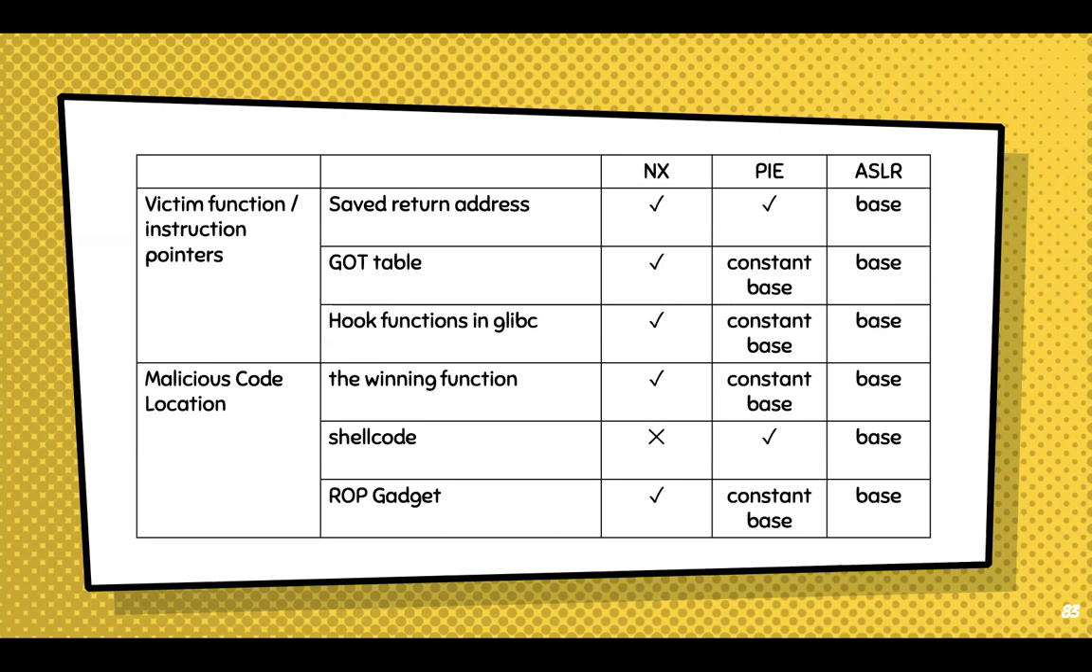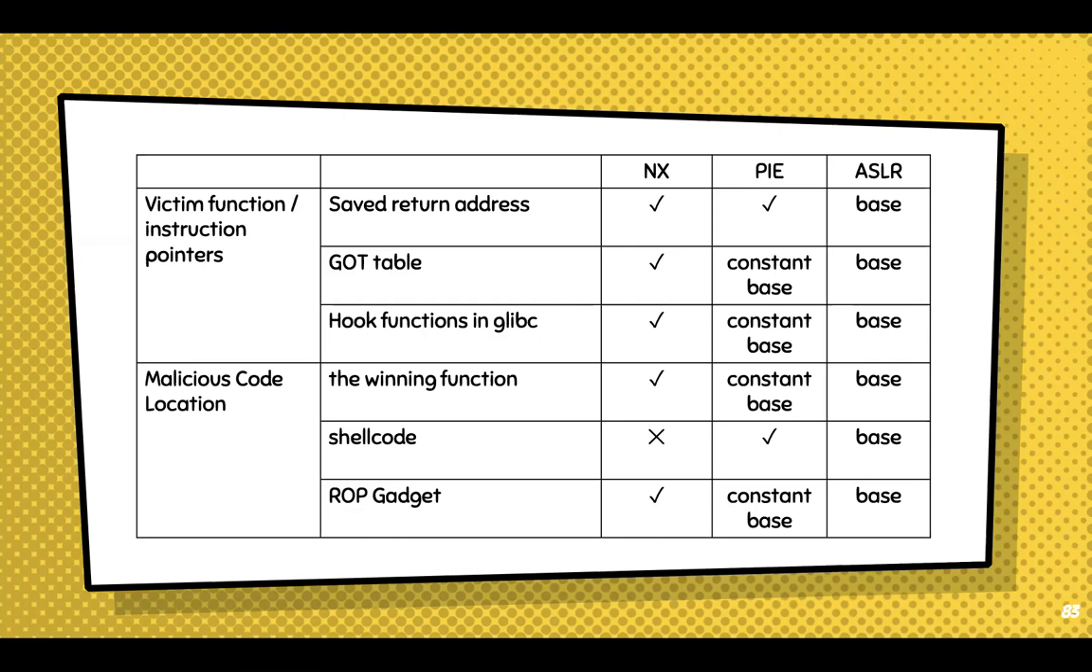And then the last part, I think this is going to be very helpful to you. I put all of those in a table. Basically, you need to identify where you want to write, which is the victim, like a function or instruction pointer, where you want to overwrite. And then you want to figure out what value you want to overwrite it with. So you can overwrite the victim place with the winning function, or the start of the shellcode, or a ROP gadget, like the chain.